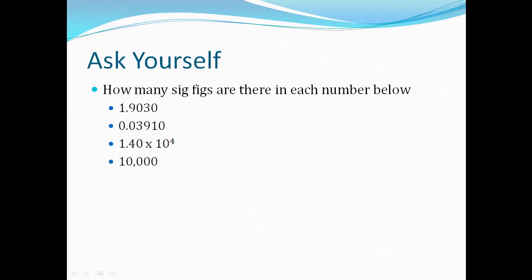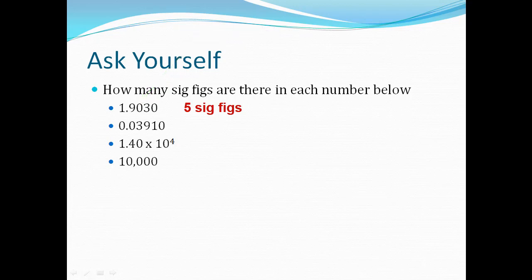Let's try these. How many sig figs are there in each number below? The first one says 1.9030. Well, I know that the last 0 is going to count because I see a decimal place. And of course, the 0 between the 2 numbers is sandwiched in, so that one always counts. So there's a total of 5 significant digits in that first number.